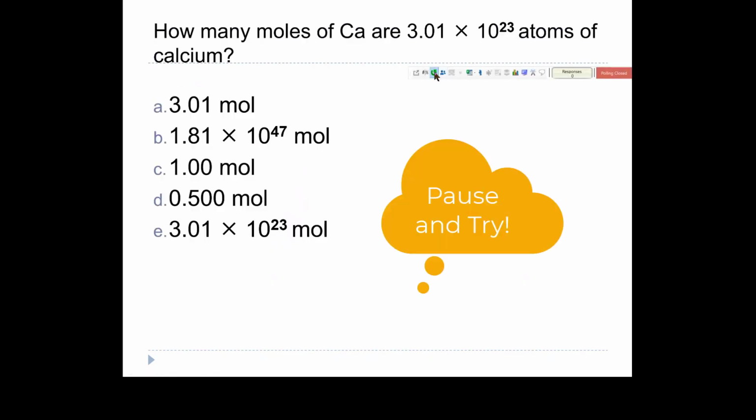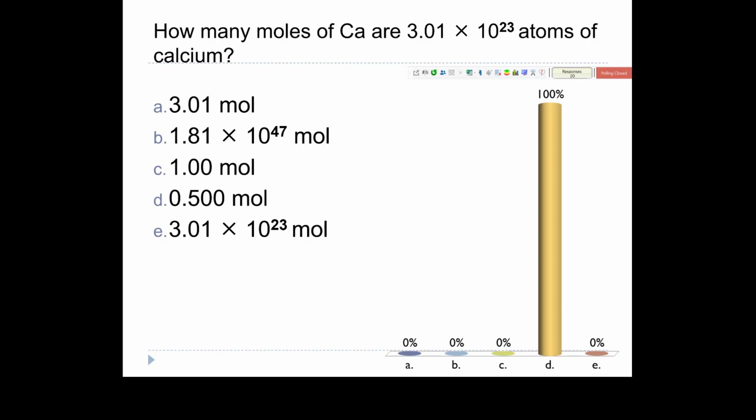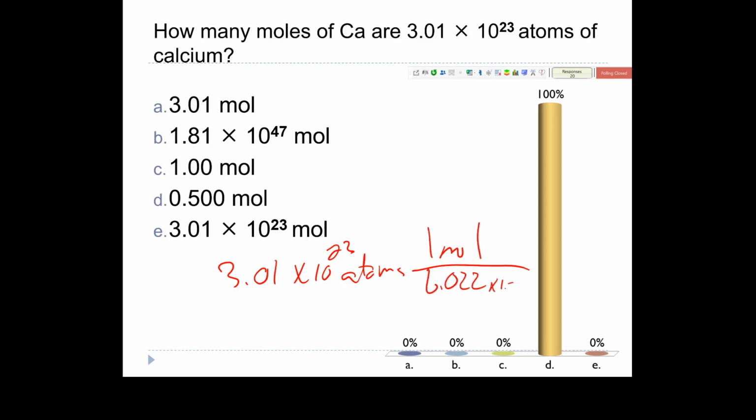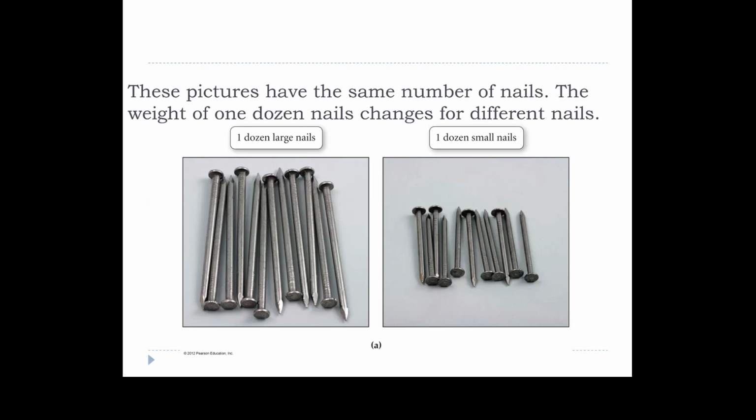All right, we're going to ask you to solve this one here. Okay, so 3.01 times 10 to the 23 atoms. 1 mole is 6.022 times 10 to the 23. Good news is the times 10 to the 23 cancels, and I've got 3.01 divided by 6.02, and that's a half, right?